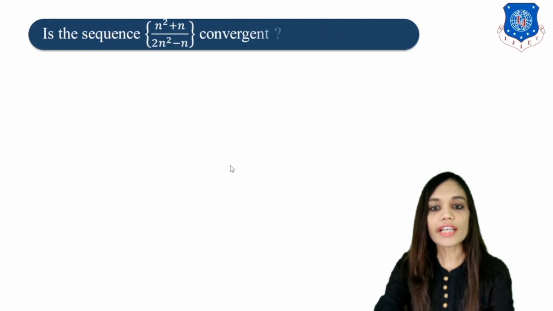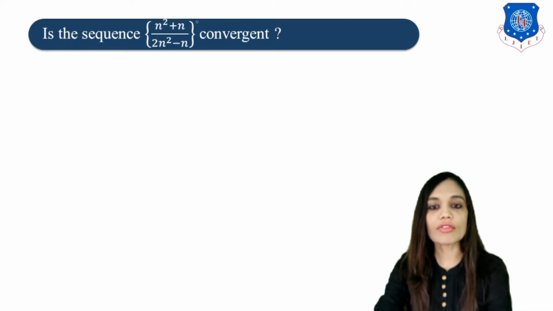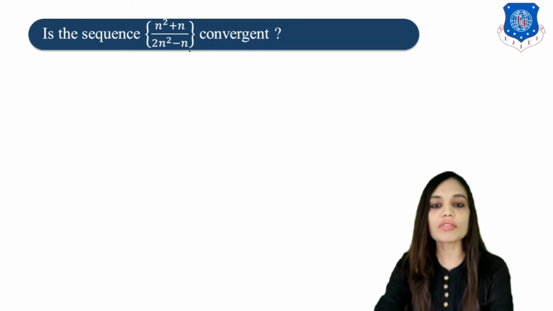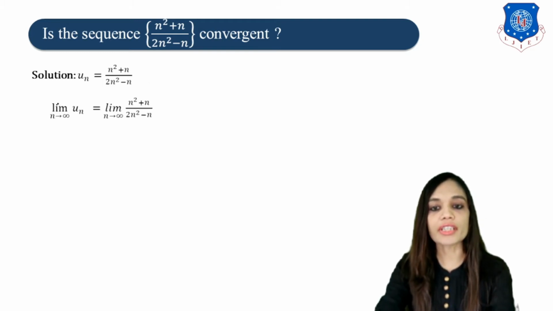Okay. Now, let us solve a few more examples based on three types of sequences, that is convergent, divergent and oscillatory sequence. So the first example: is the sequence (n^2 + n)/(2n^2 - n) convergent? So let us start the solution. u_n is equal to (n^2 + n)/(2n^2 - n). So let us start finding the limit, limit n tends to infinity u_n.